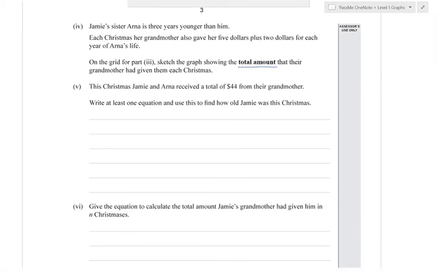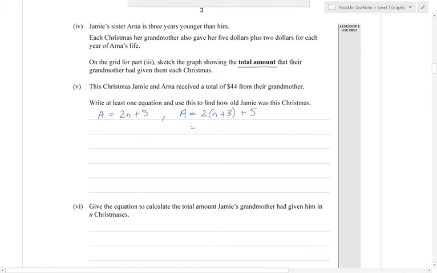Okay, this Christmas Jamie and Anna received a total of $44 from their grandmother. Write at least one equation and use this to find out how old Jamie was this Christmas. If we think about Jamie's equation, his amount is a equals 2n plus 5, and for his sister, that's going to be 2(n minus 3) plus 5, because she's 3 years younger.